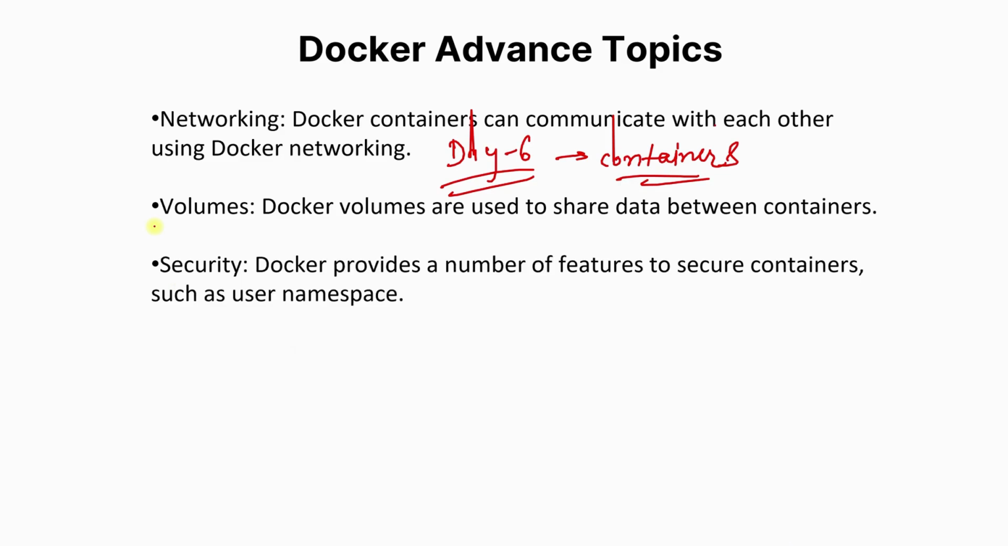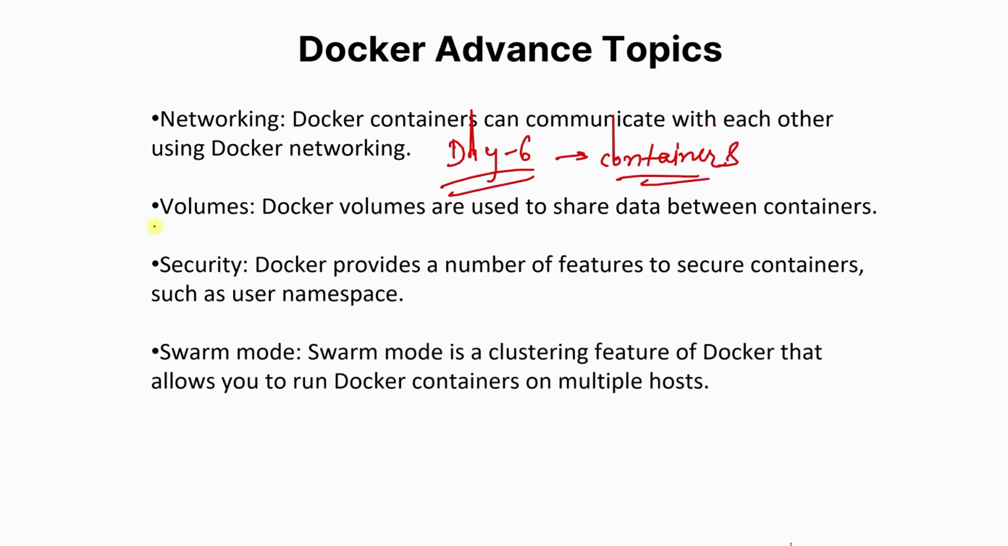The next advanced topic is security, where Docker provides a number of features to secure your containers. For isolation, it uses namespaces. So we have the option to isolate our environment, not only at the host level, but also on a user basis, like we have user profiles in our Windows machines. Similarly, we can have the same in Docker as well.